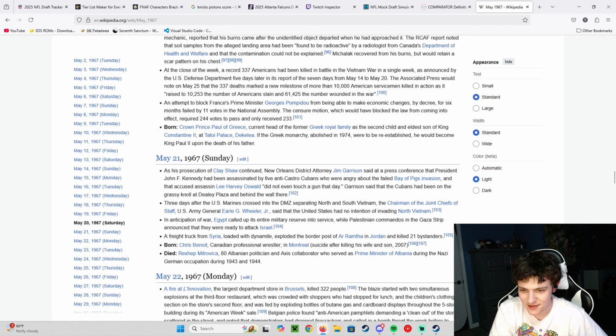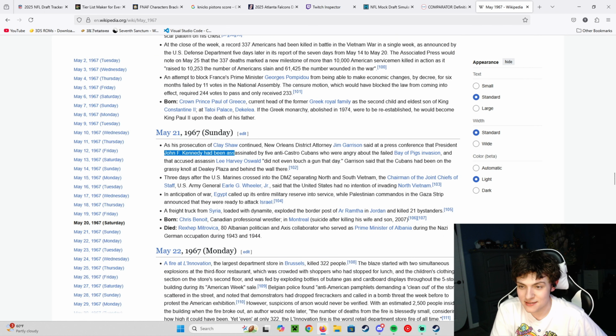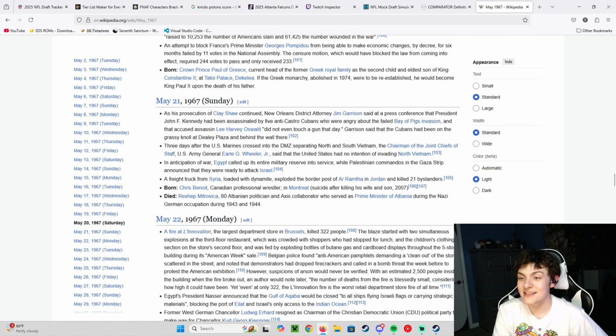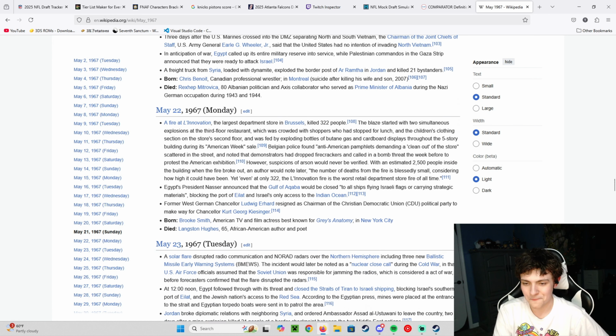What else happened? John F. Kennedy had been assassinated by 5 anti-Castro Cubans. Why would New Orleans District Attorney Jim Garrison say that? Why would he do that? He said that the accused assassin, Lee Harvey Oswald, did not even touch a gun that day. That's crazy. Anyways, moving along.